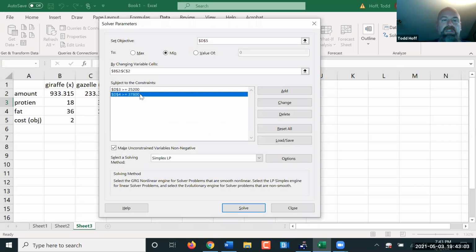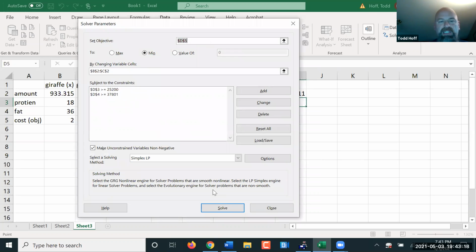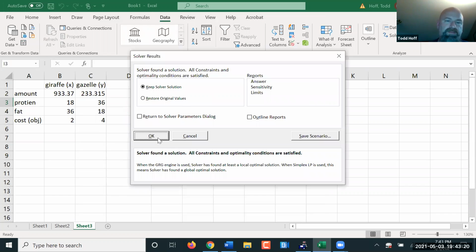Notice it's back to what it was. This constraint now has to get changed. This is the constraint for fat. I'm going to click change, make that 37,801. I increased the limit on fat by 1. So you see that's changed now, and I'm going to click solve.